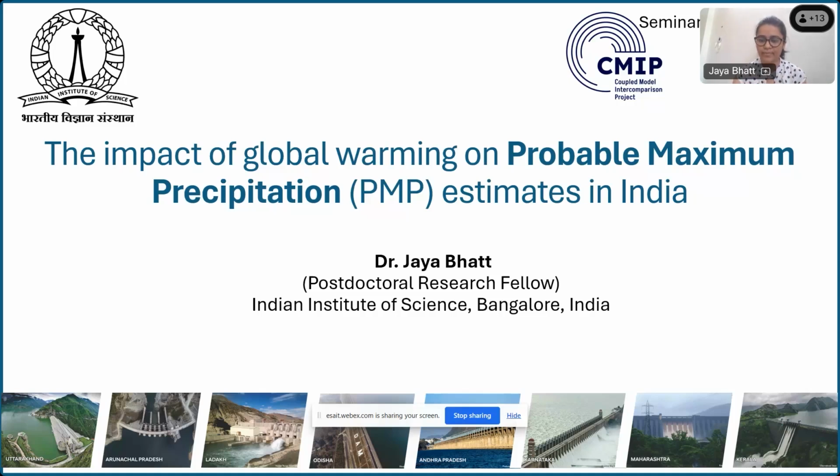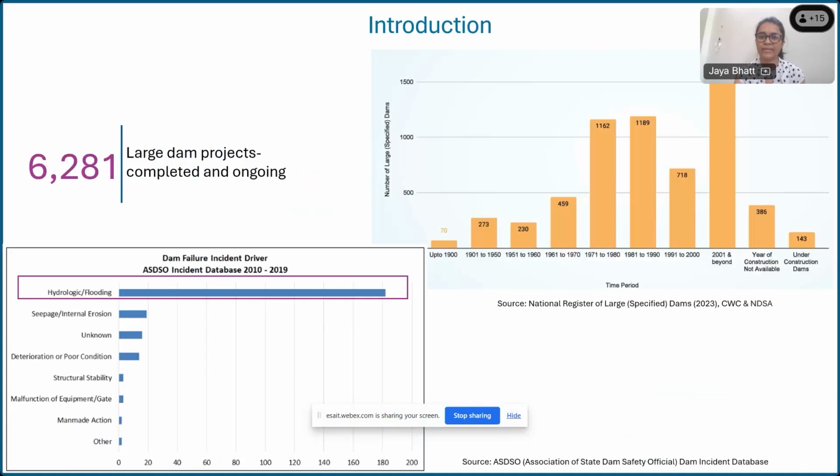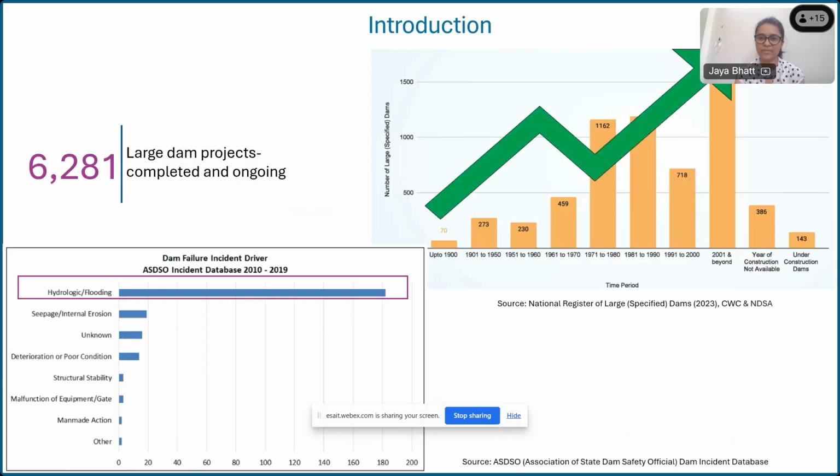Here, at the bottom of my slides, I've kept a few pictures of the large dams that we have in India. And if we look at how the numbers have evolved over the years, we see a sharp increase in the construction of dams from 1990 to current. And to date, we have more than 6,000 large dams, whether those projects are ongoing, about to complete, or completed.